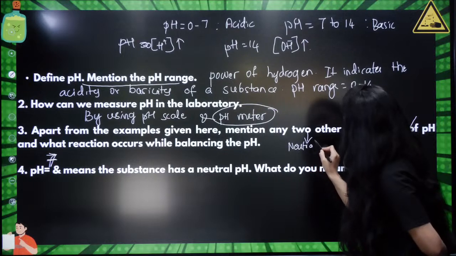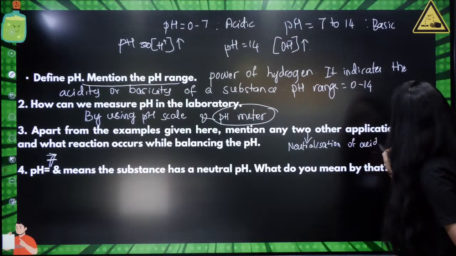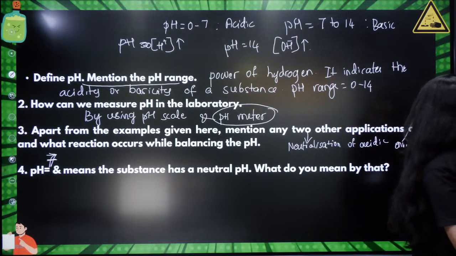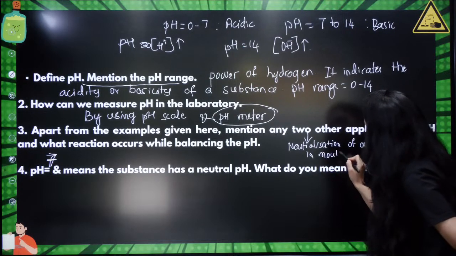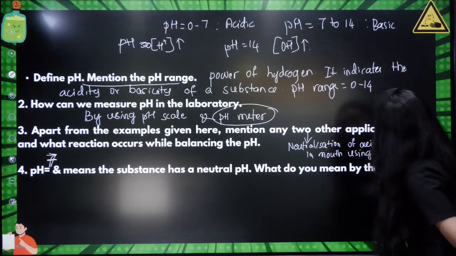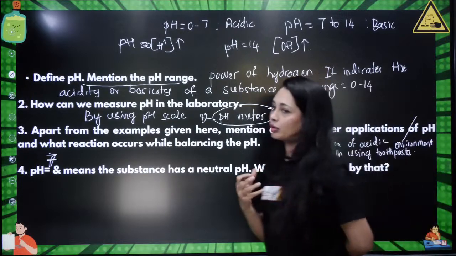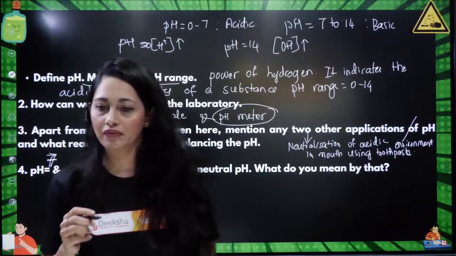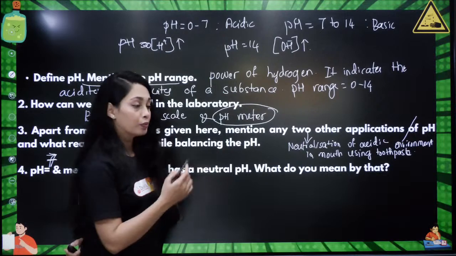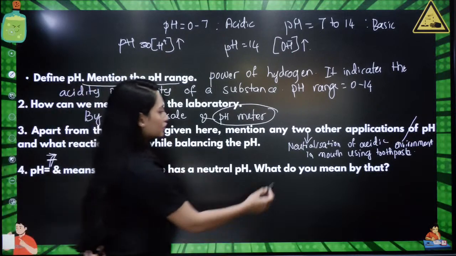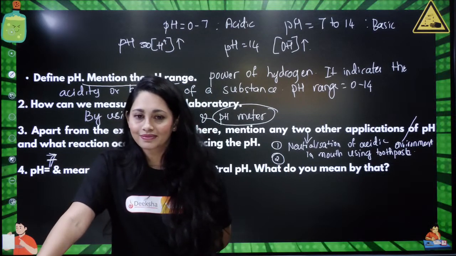Neutralization of the acidic environment in the mouth using toothpaste. Toothpaste is a mild base. It is going to neutralize the acidic environment in the mouth to prevent tooth decay. Very good, Divyankur. Absolutely right. They have asked us to mention two applications. Any other application? Give me the answer.